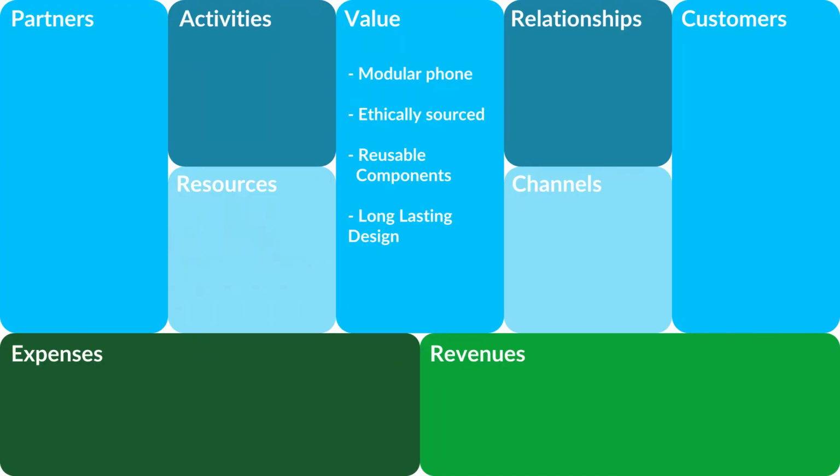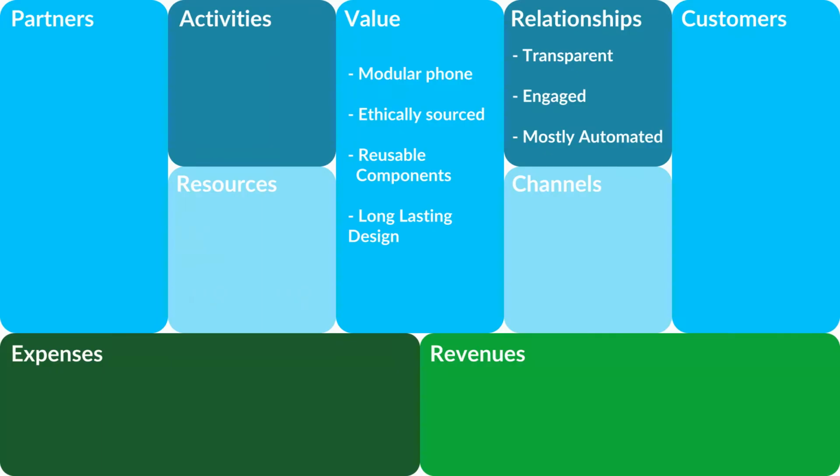So in essence, their value proposition is that they're building a modular phone with replaceable parts, with ethically sourced materials, and a longer lasting design. Next, their relationships. Fairphone is transparent with their customers. They provide videos for how to adjust and replace parts of the phone. They have open source code so that it can be adjusted by hobbyists or other industry professionals.